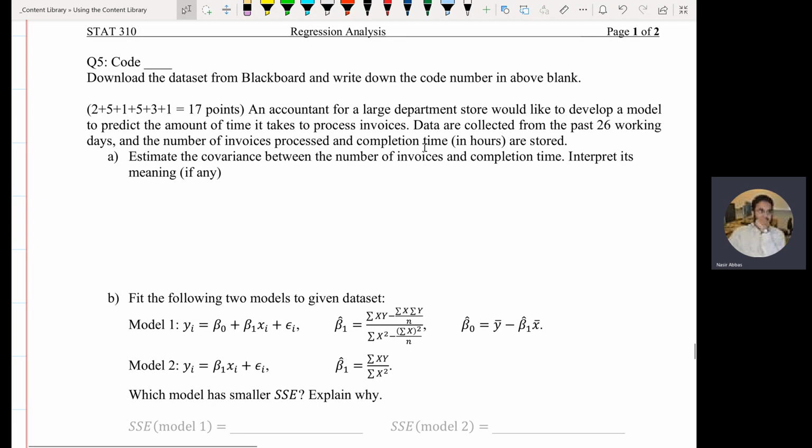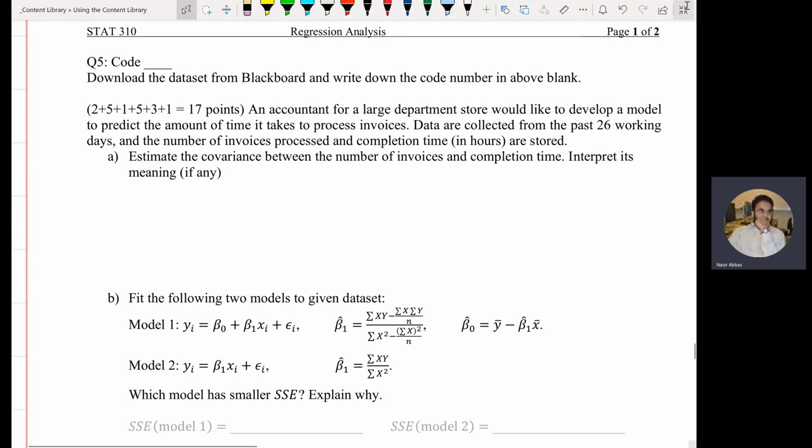What is Y? What is X? Completion time is dependent upon number of invoices. So completion time is Y. Number of invoices is X. Estimate the covariance between the two of them, SXY over N minus 1. What do we need? Covariance. Covariance is what? Summation of X minus X bar into Y minus Y bar over N minus 1.